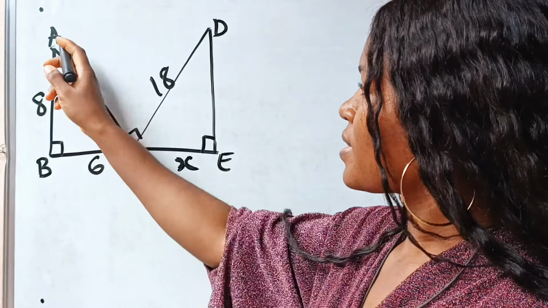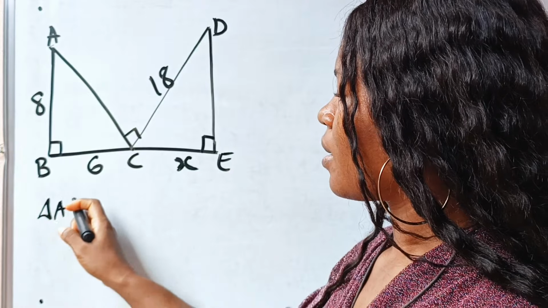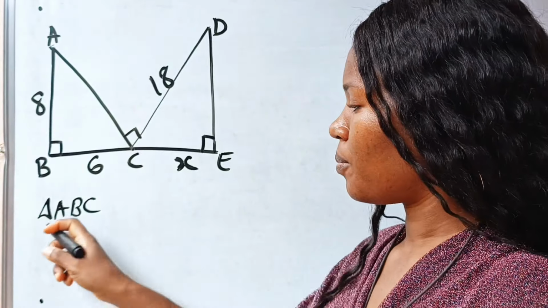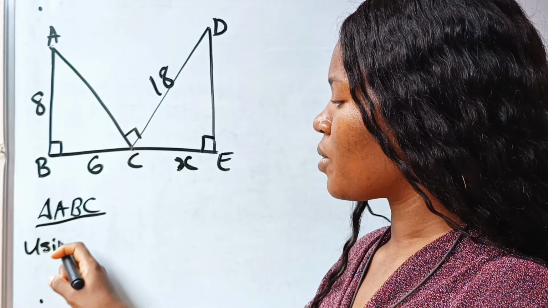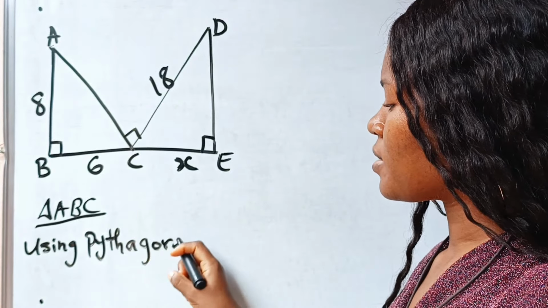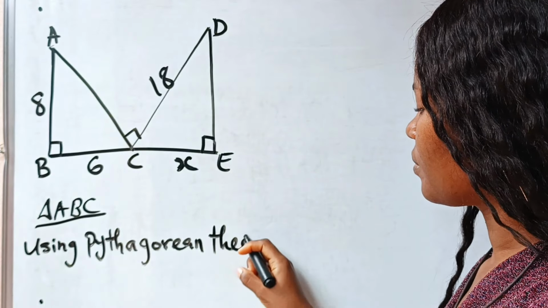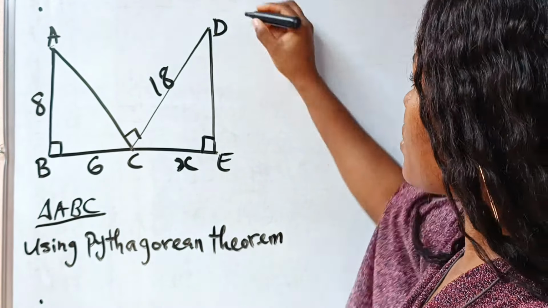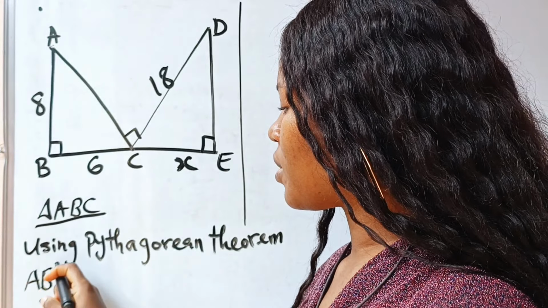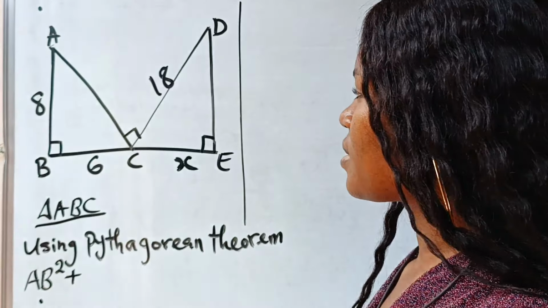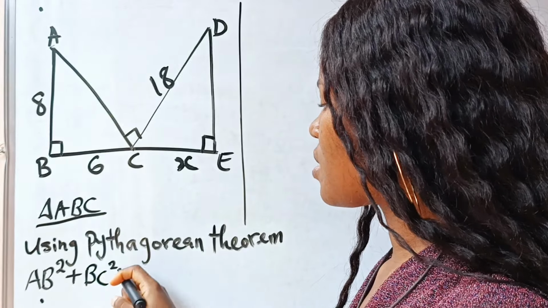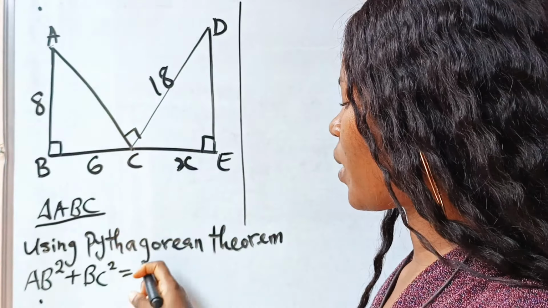First of all, let's consider triangle ABC. Now triangle ABC is a right angle triangle. So using the Pythagorean theorem, we are going to have that AB squared plus BC squared should be equal to AC squared.